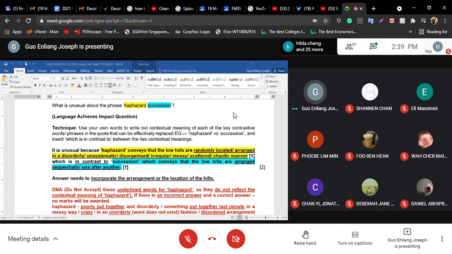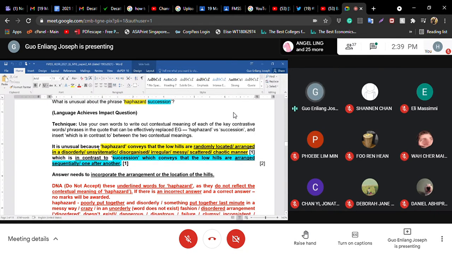So let's move on. How do you answer this question? Very simple. Please use 2 colors so you know which is which. Haphazard is unusual because it conveys that the hues are randomly located, arranged in a disorderly, unsystematic, disorganized, irregular, messy, scattered, or chaotic manner. All these adjectives are accepted for haphazard.